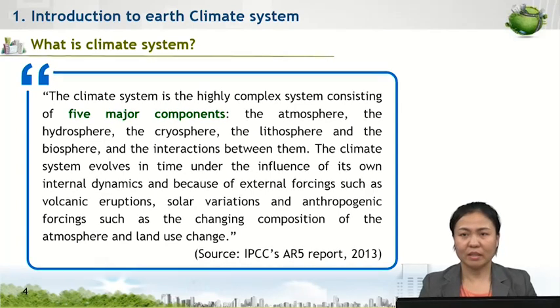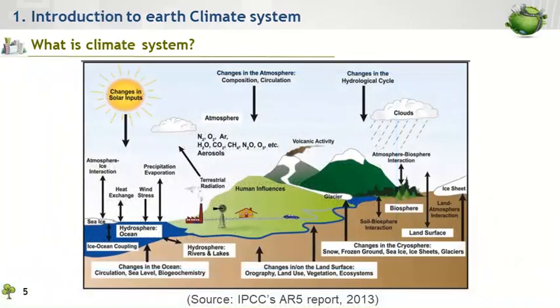Naturally, the climate system evolves in time under its own dynamics and external forces, which include volcanic eruption and solar radiation, and also anthropogenic activity that may cause change to the characteristics of its own components. In this diagram, you can see all 5 major components of the Earth's climate system and also the pathways through which each component can interact with each other.